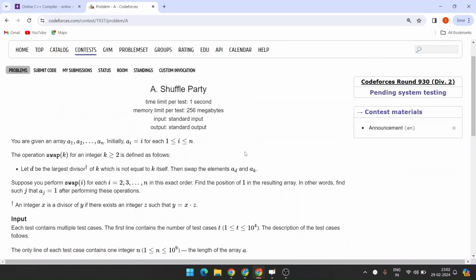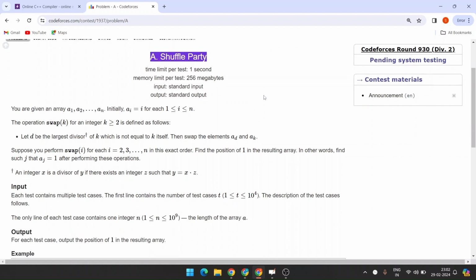Hello. So today we will be solving a question from the latest Codeforces contest. It is Codeforces Round 930, Division 2, problem A, that is Shuffle Party. So let's first understand the question.